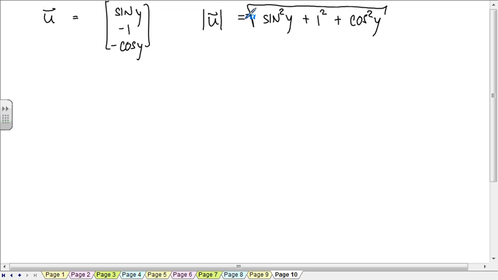Would both sine and cosine change, being even and odd functions? Yeah, they would, because you're not changing the value of the parameter, you're changing the direction of the vector. So you're just multiplying that vector by negative 1. Okay, so we have this nice thing that happens here. Sine squared y plus cosine squared y is equal to 1. So we end up with just square root of 2 as the magnitude.